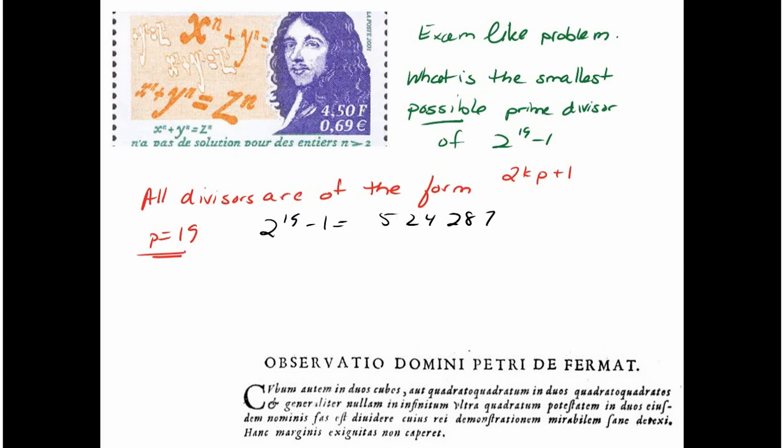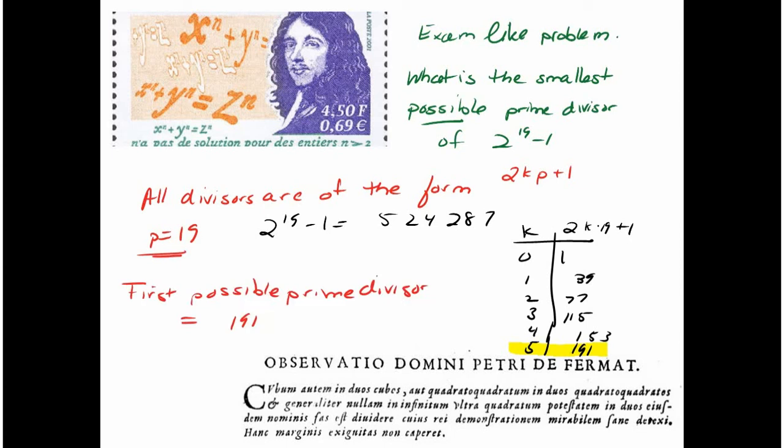2 to the 19 minus 1 is equal to 524,287. So if I make a table, the first possible prime divisor turns out to be 191. It actually doesn't work. I just tested whether 191 divides 2 to the 19 minus 1, and it does not.